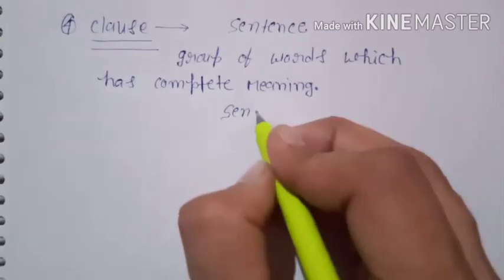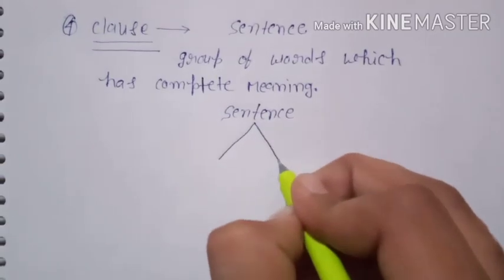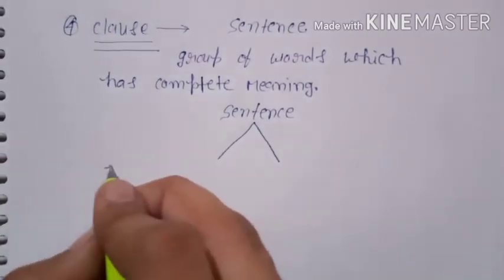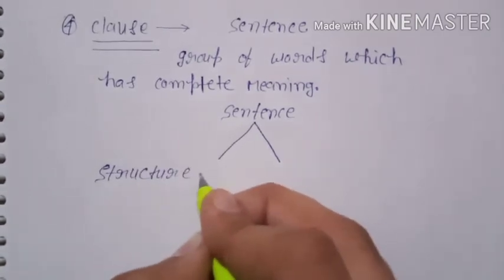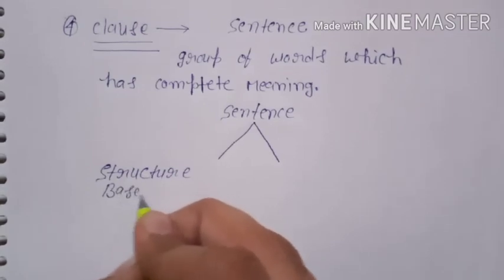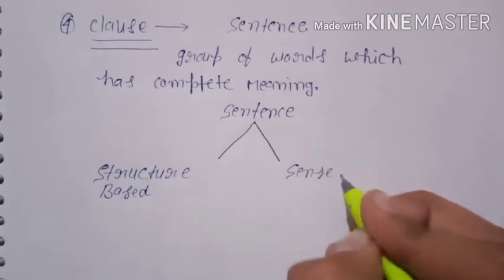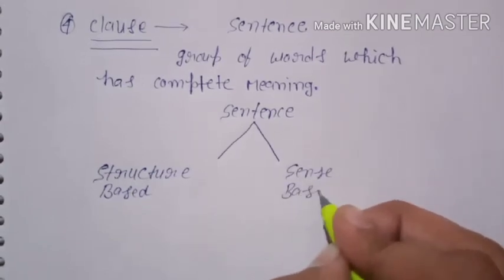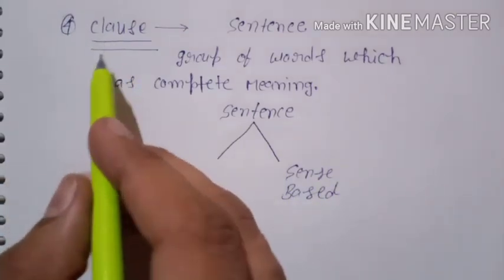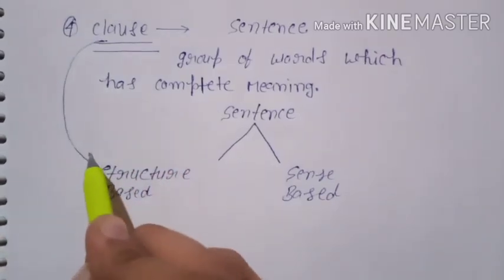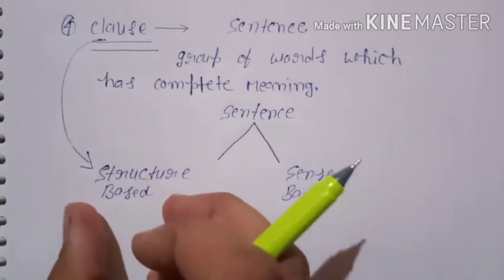Sentence is divided into two parts. First is structure based, second is sense based. This is clause, which is a structure based sentence. In this part of sentence we will read about clause.